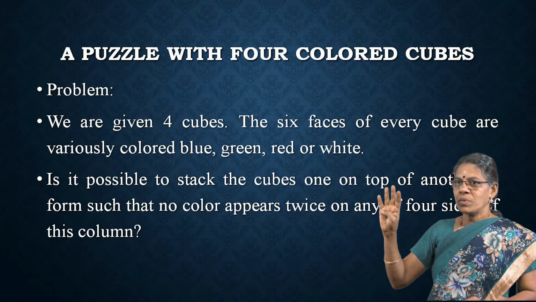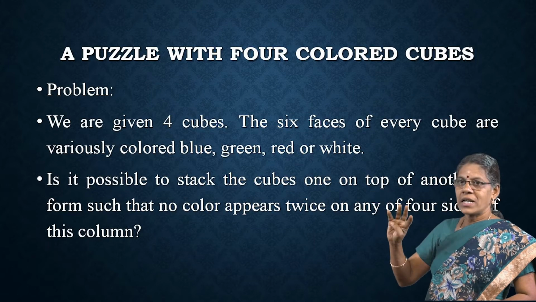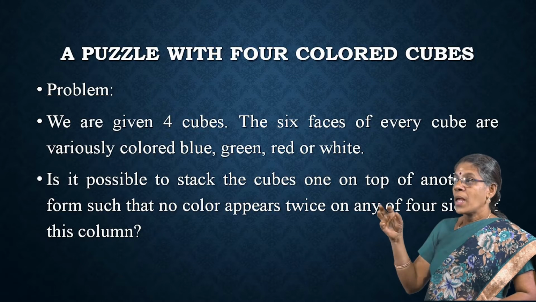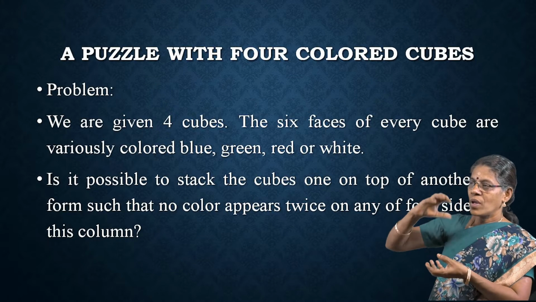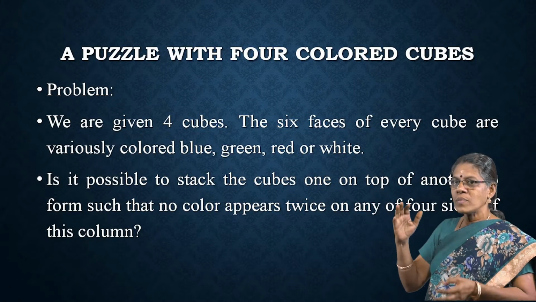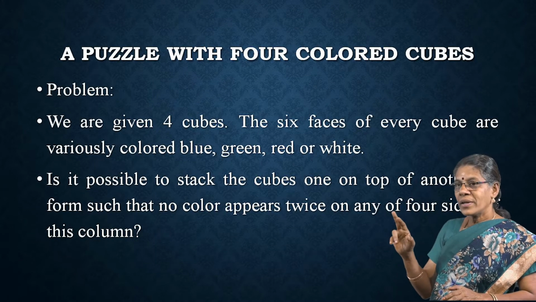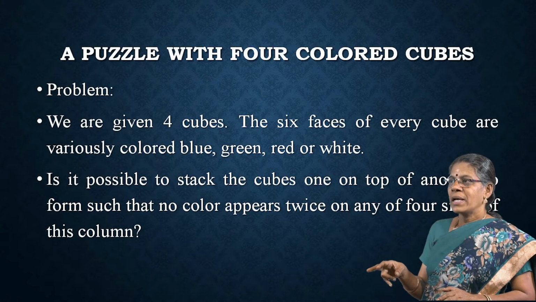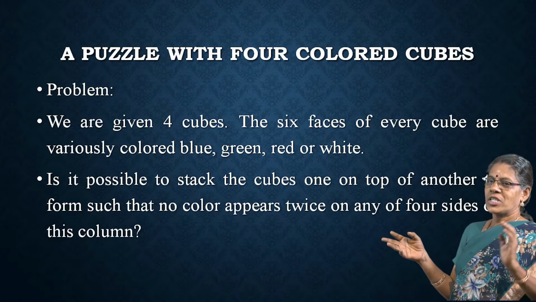Can you catch the problem? There are 4 cubes given. The 6 faces of every cube are variously colored blue, green, red, white. What is our question? Is it possible to stack the cubes one on top of another such that no color appears twice in any of the 4 sides of the column? Okay. Is it possible? Let us find the solution in the picture.